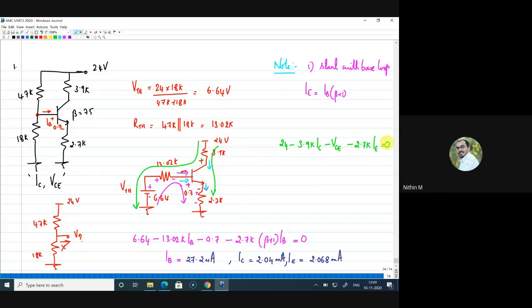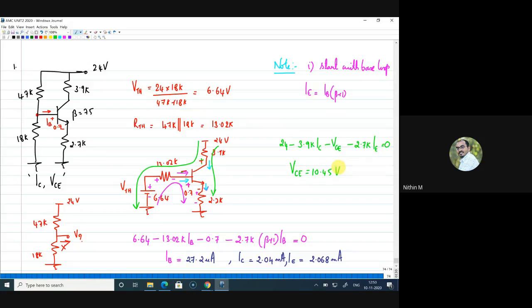Thank you, Kirtana. Kirti, are you there? Kirti, can you tell me what is VCE? Sir, is it 10.5 volts? Yeah, it is 10.45 volts. Very good, Kirti. So this is the operating point of the NPN transistor. By this exercise, we evaluated all the currents and all the voltages, right?